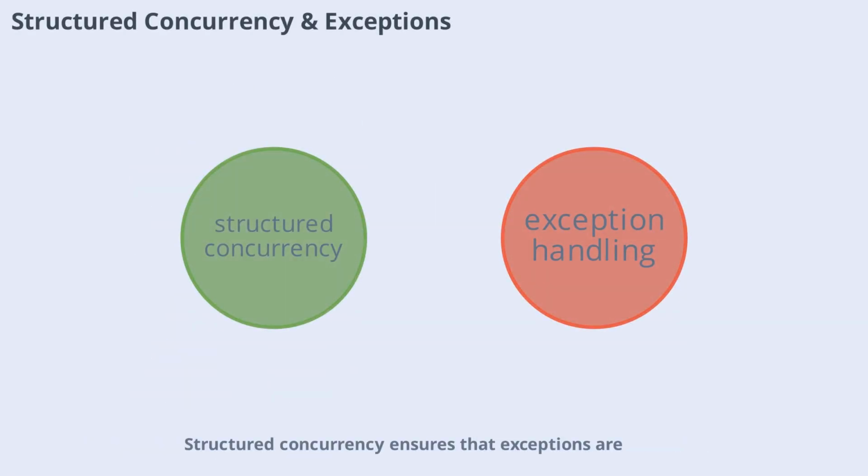Structured concurrency ensures that exceptions are handled within the parent coroutine's context. If a child coroutine fails, the exception is propagated to the parent, allowing for centralized handling and cleanup.